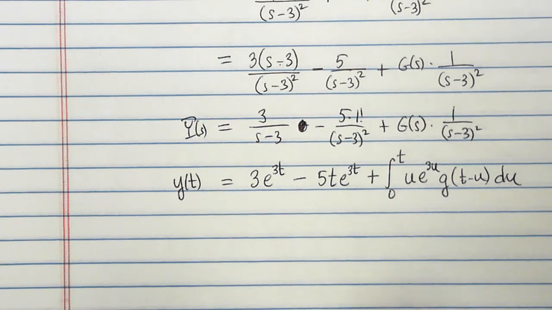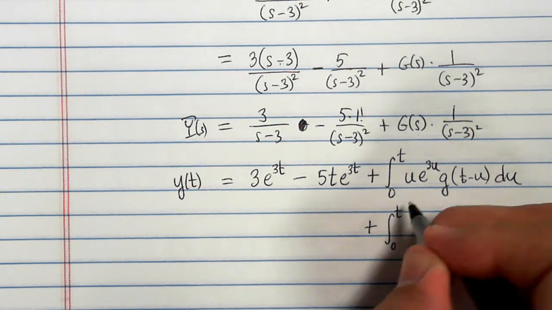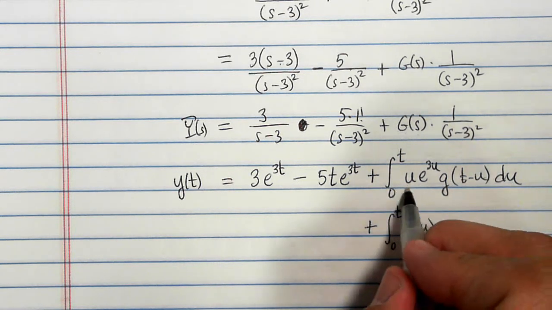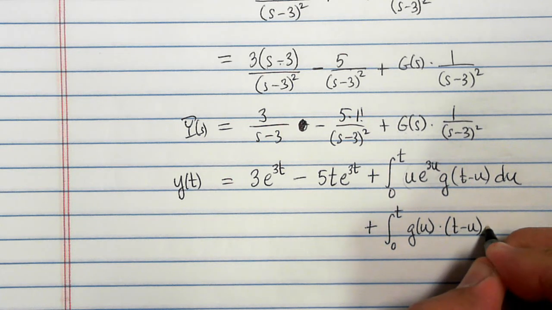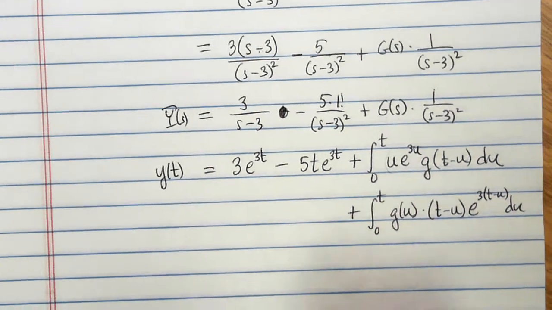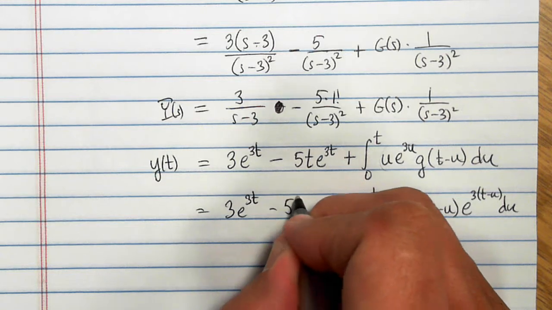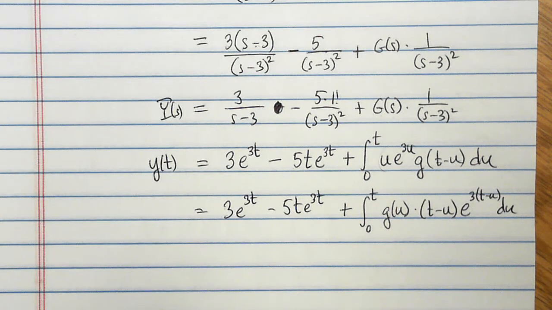And that's the answer. Another acceptable answer would be to write it instead as the integral from 0 to t, using this function first, g(u), and then using this function second, replacing u by t minus u. So (t minus u) e to the 3(t minus u) du. And then the other two terms are the same. So either one of these would be an acceptable final answer for the solution of this differential equation.